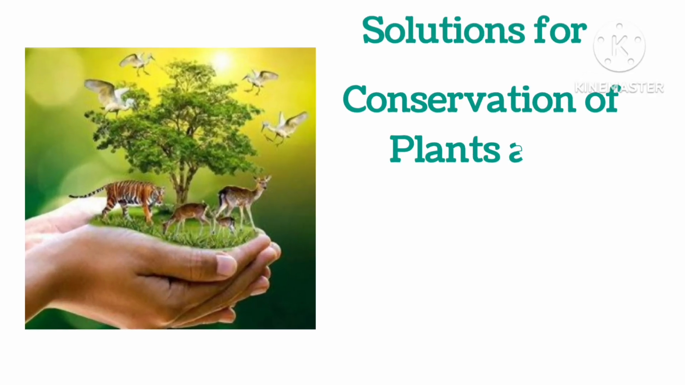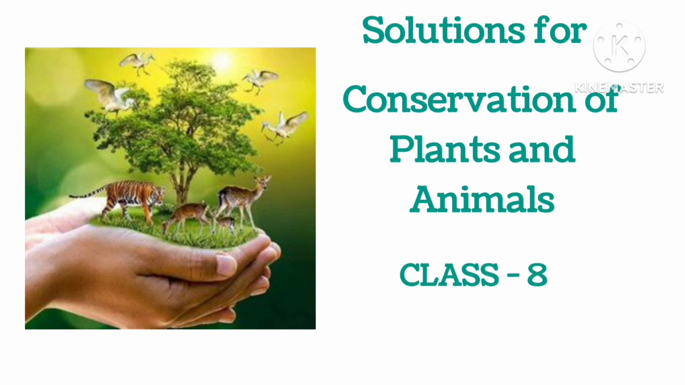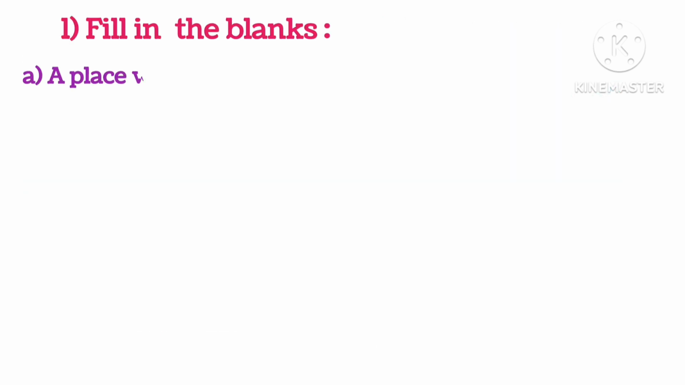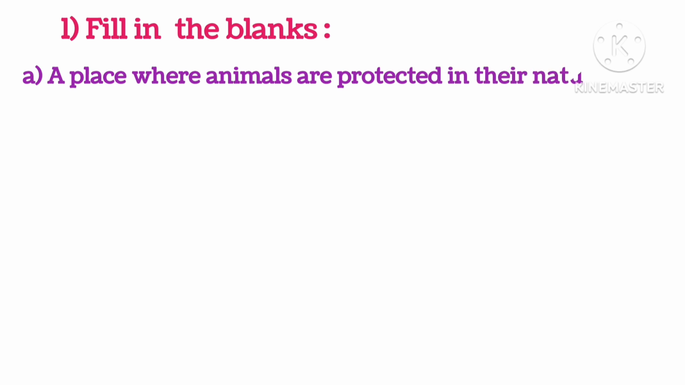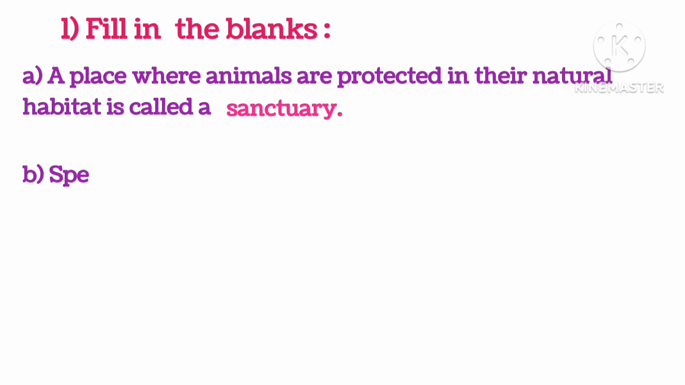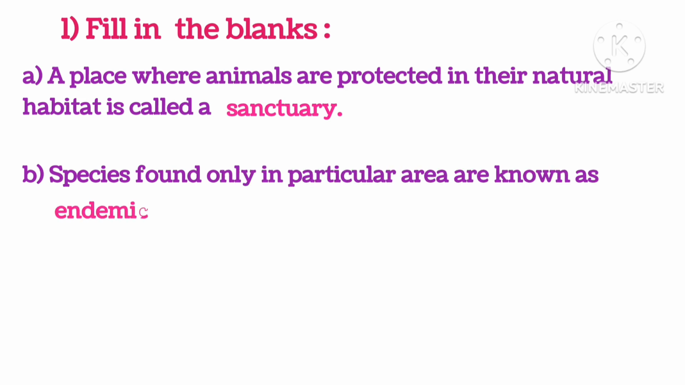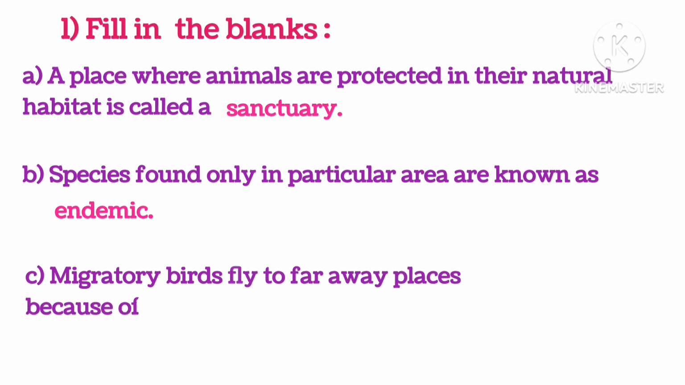Solutions for conservation of plants and animals. Class 8, Chapter 5. Filling the blanks. A place where animals are protected in their natural habitat is called a sanctuary. Second, species found only in a particular area are known as endemic. Third, migratory birds fly to faraway places because of climatic changes.